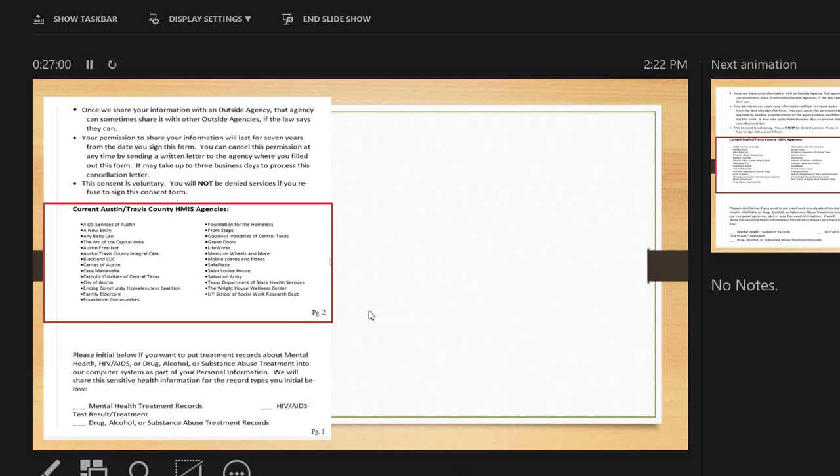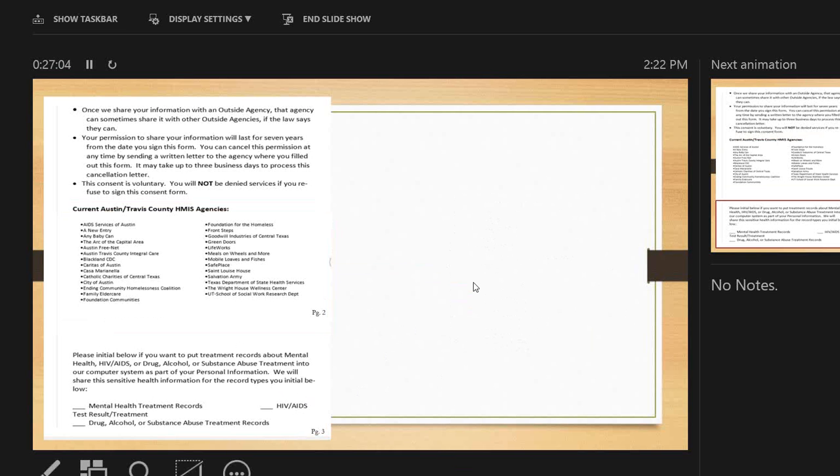Okay, and this next section here is actually the start of the very last page on the final form. So please initial below if you want to put treatment records about mental health, HIV, AIDS, or drug, alcohol, or substance abuse treatment into our computer system as part of your personal information. We will share this sensitive health information for the record types you initial below: mental health treatment records, HIV AIDS test results or treatment, and drug, alcohol, or substance abuse treatment records. So again, all those types of health information have additional protections under Texas state law. So for us to include any kind of treatment records about any of those protected classes, clients have to give us express permission, both agreeing to additional sharing on the next page and individually initialing each of these categories that they do want to include in the system.